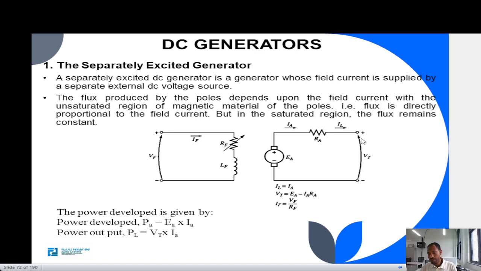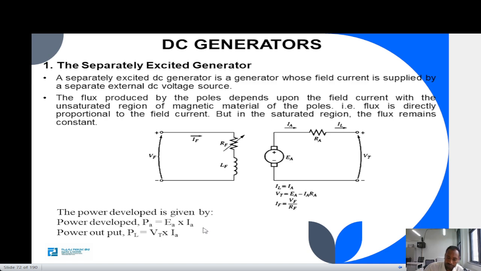In this case, the load is going to be connected here on the armature, therefore IA and IL are the same. They are the same. Therefore, IA is equal to IL. And when you come to the field winding, the field current IF is going to be VF divided by RF. So these are important equations we need to understand in our separately excited DC generators.